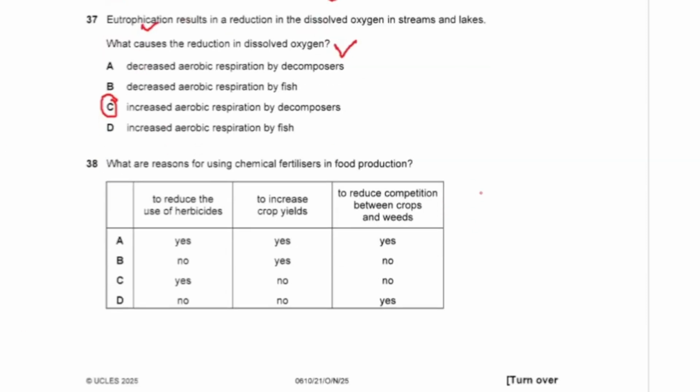Now the next question is number 38. What are the reasons for using chemical fertilizers in food production? To reduce the use of herbicides, to increase crop yields, to reduce competition between crops. It's a straightforward question, and the best answer to this is option B. You don't have a problem with that question. So let's move on to the next one.